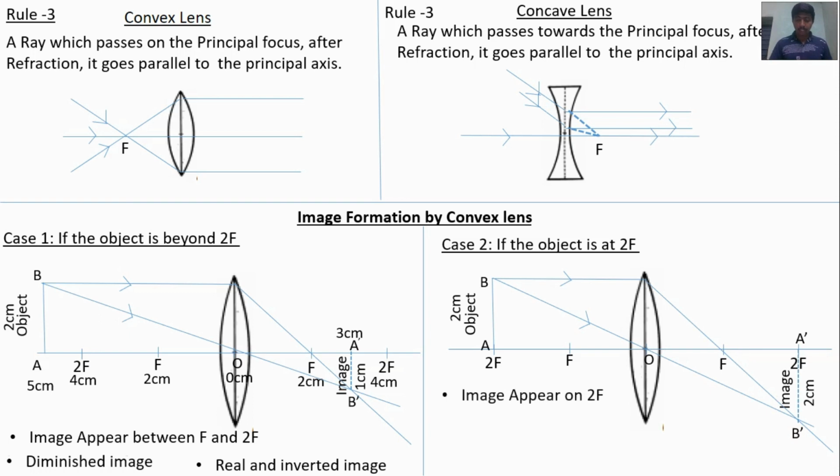By the conclusion, the image appears on 2F, the same size as the object. It is a real image, because the object is on the left side and the image is on the right side of the lens. So it is a real image and an inverted image.